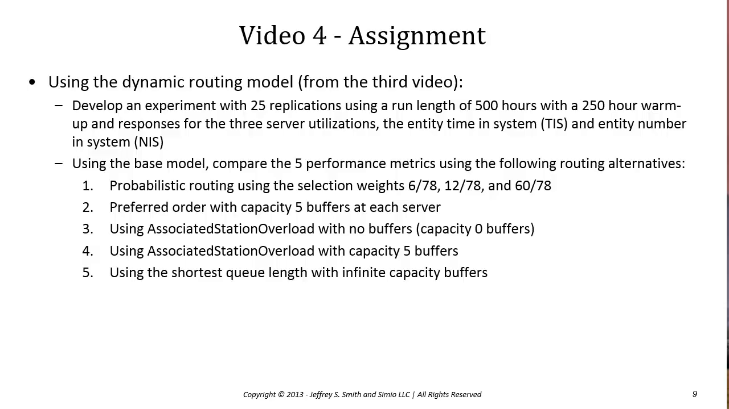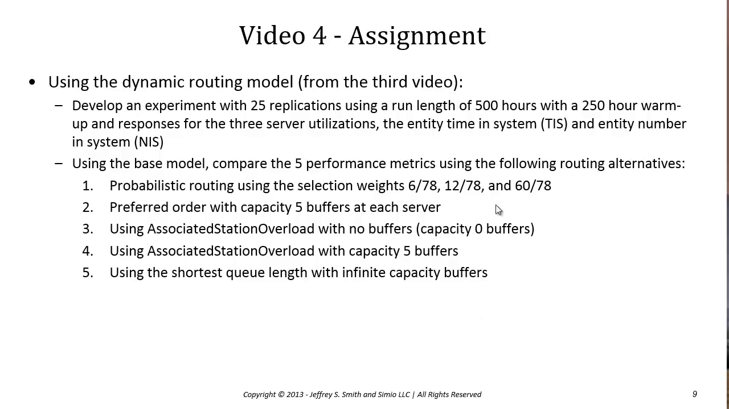For the second assignment, we'll use the dynamic routing model that we did from the third video. The first thing I want you to do is create an experiment with 25 replications, a run length for each replication of 500 hours with a 250-hour warm-up. And I want you to set up responses for the 3 server utilizations, the entity time in system, and the entity number in system. And using this model, I want you to compare the 5 different configurations given below.